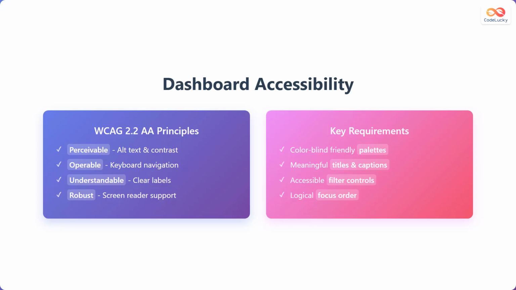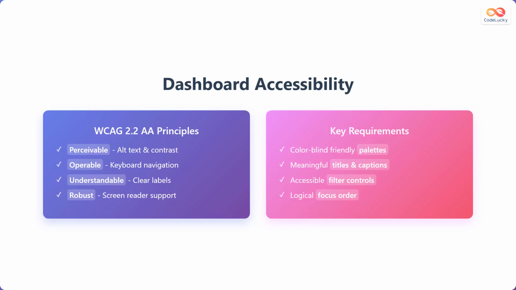Dashboard accessibility ensures your visualizations can be used by everyone, including users with disabilities. Web Content Accessibility Guidelines, or WCAG version 2.2 Level AA, provides the framework with 4 core principles. Perceivable means adding alternative text for images and maintaining sufficient color contrast ratios.